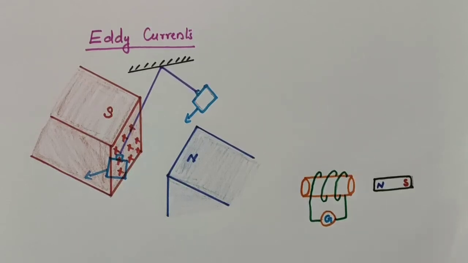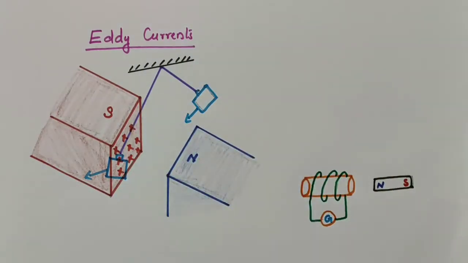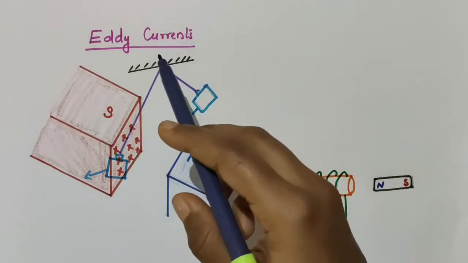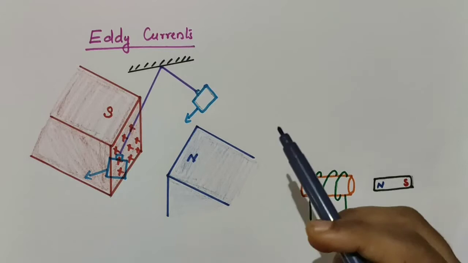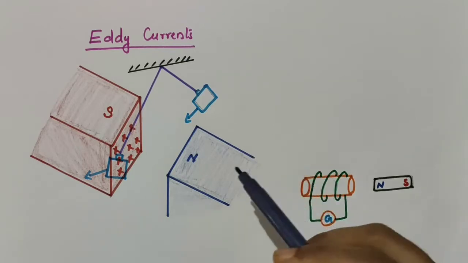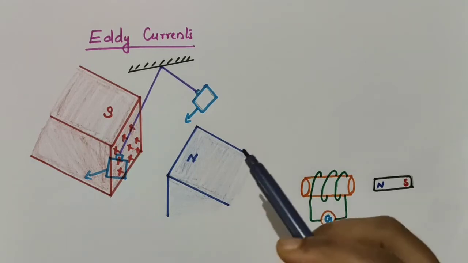Hello everyone. In this video, we are going to discuss eddy currents. So far, we have discussed current induced in conductors like a circular coil, a rectangular loop, etc., when these are subjected to changing magnetic flux. Eddy currents are induced currents, but they are not just like the currents induced in the loop or in the coil as we discussed in the previous videos.